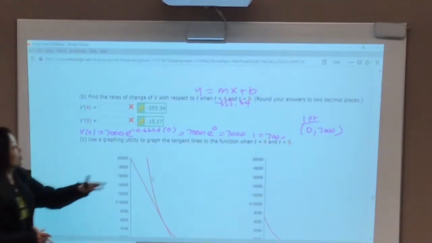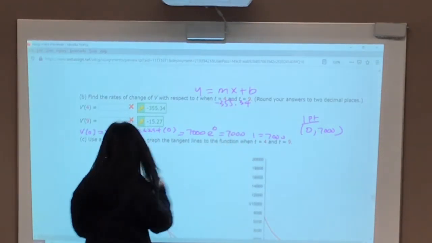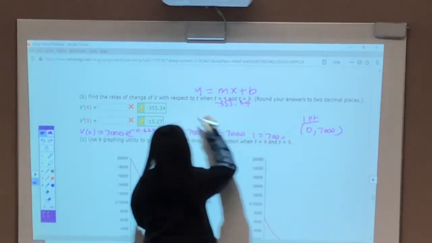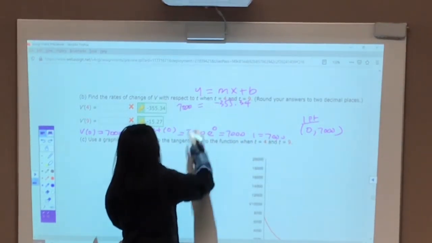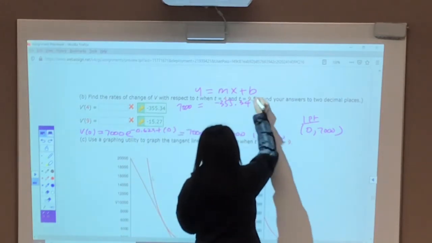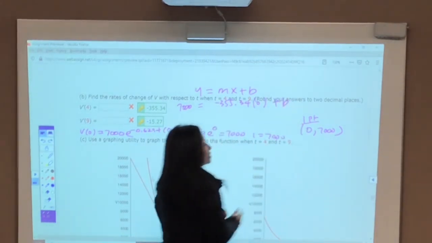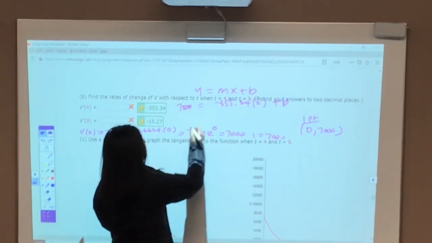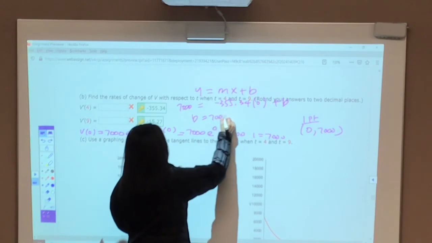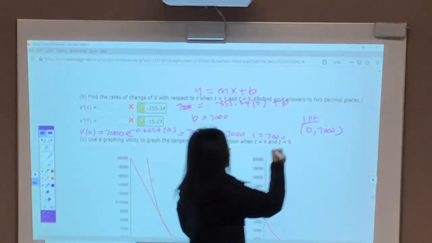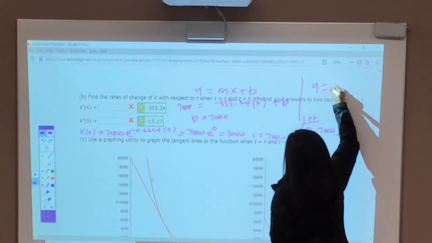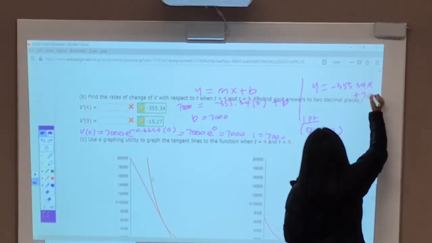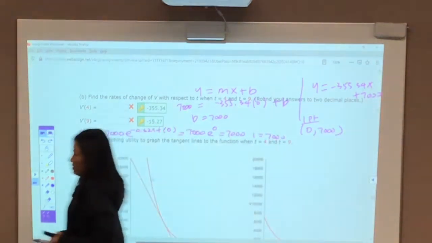All right, so everybody understand. So I got 1 point and I did. Now I can plug it in. Y is what? 7,000. And then X is what? 0 plus B. So B is what? 7,000? So B is equal to 7,000. So I have one graph, one equation. My one equation is y equal to negative 355.34x plus what? 7,000. So let's look at the graph.